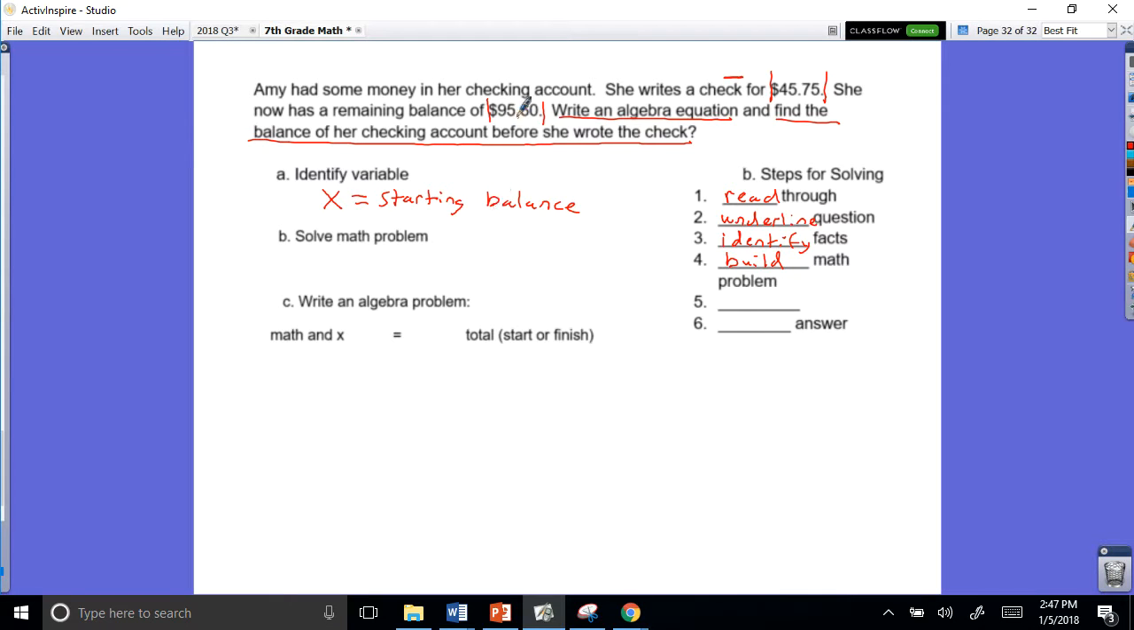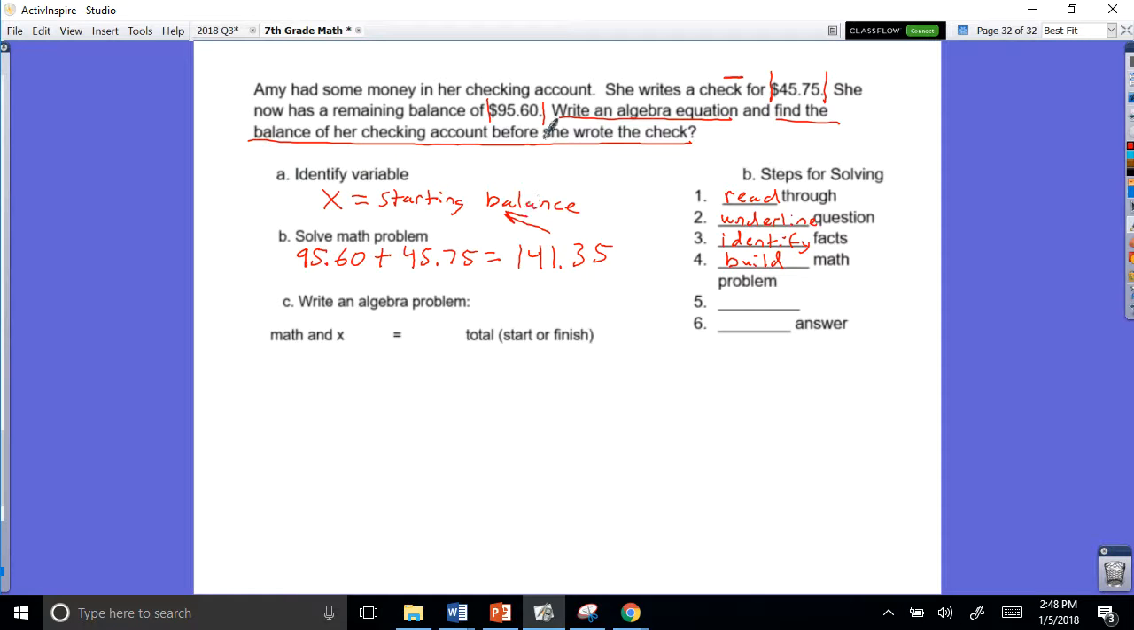Okay, we have to take the balance she has now, and we have to add this amount of the check to find out how much she had before this money came out of her account. Okay, so we need to take $95.60. We're going to add $45.75. And if we do that, that is going to get us $141.35. Okay, this is how much money she started with. Okay, that's our starting balance.